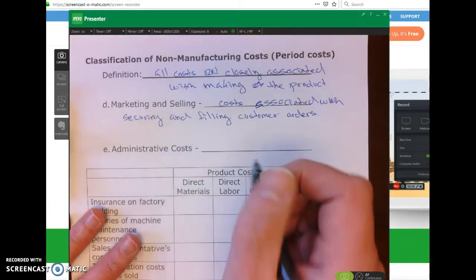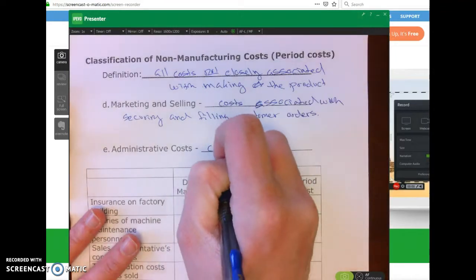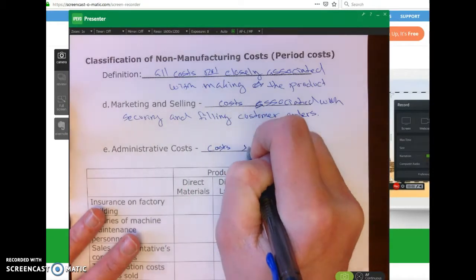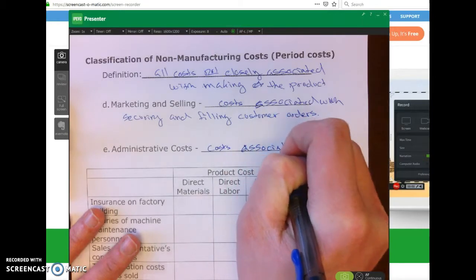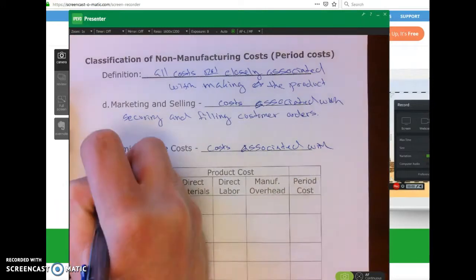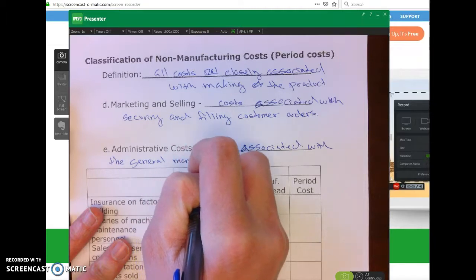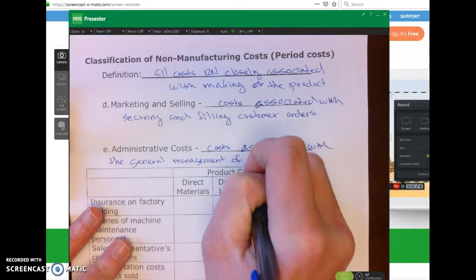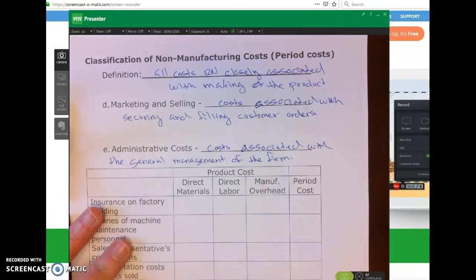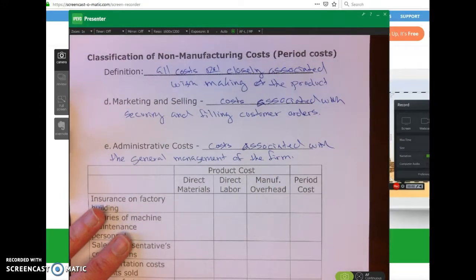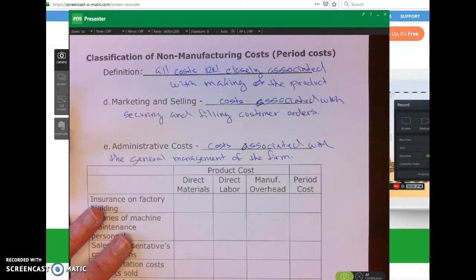So we talk about administrative costs. This is the second type of period cost. We can say costs associated with the general management of the firm. Okay? An example of this would be a CEO's salary, or the salary of the CFO. Or we could also say utilities on corporate headquarters. If it were utilities on the factory, that would be considered manufacturing overhead, but because it's utilities on corporate headquarters, it's considered a period cost.